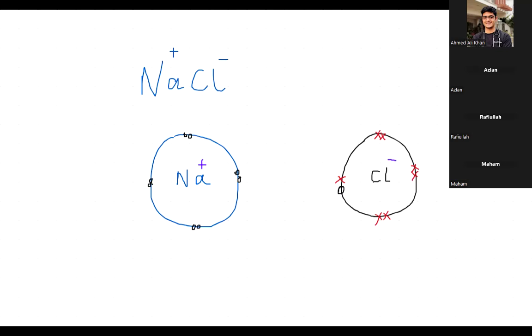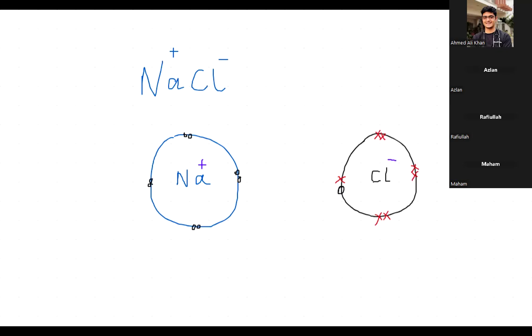Okay, so now because of this transfer of electrons, they are now charged, right? Sodium lost an electron, chlorine gained an electron. They've turned into ions, right? So because of loss of electron, sodium is now a positive ion, and because of gain of electron, chloride is now a negative ion.